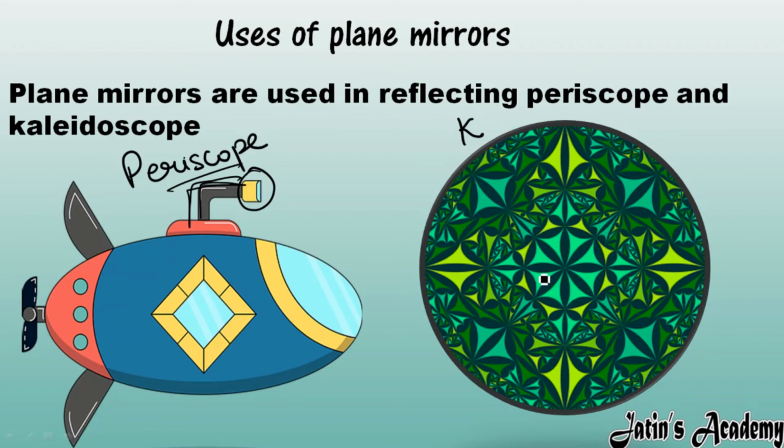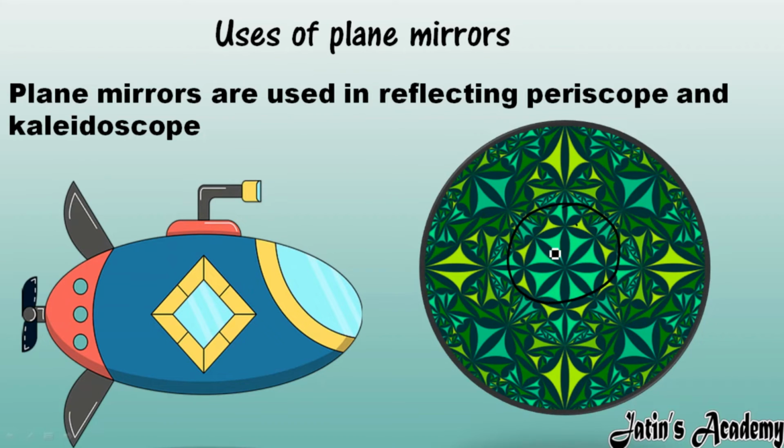And here we have a kaleidoscope. In a kaleidoscope, multiple mirrors are there. For example, here we have only this much image, and after multiple reflections we see a beautiful pattern of small images. So to see multiple reflections, or a beautiful pattern from one small image, we use a kaleidoscope where many plane mirrors are used.